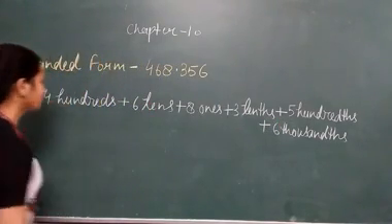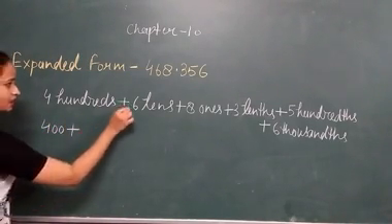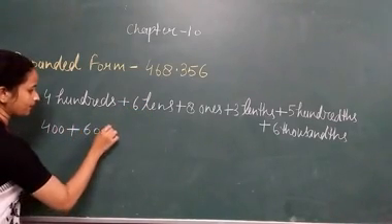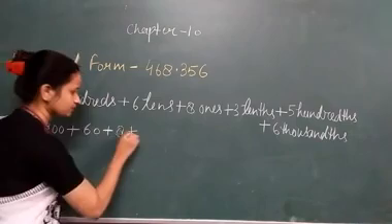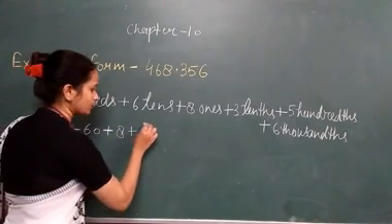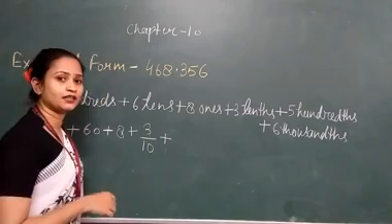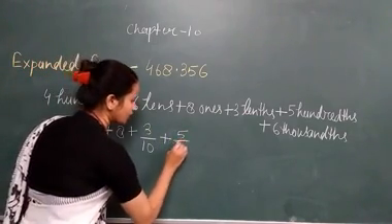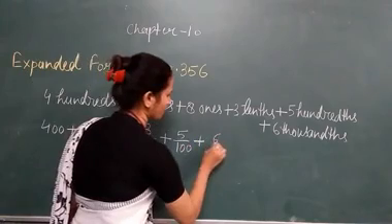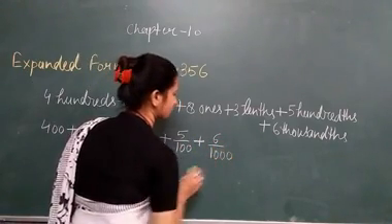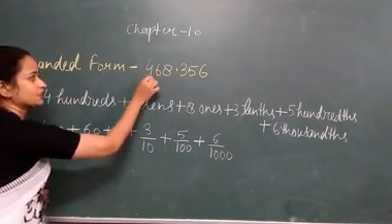Okay. Now let us write 400 plus 6 tens means 60 plus 8 ones, 8 plus 3 tens, we will write 3 upon 10 plus 5 hundreds means 5 upon 100 plus 6 thousands means 6 upon 1000. Okay, it is the expanded form of this number.